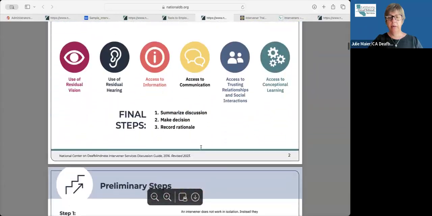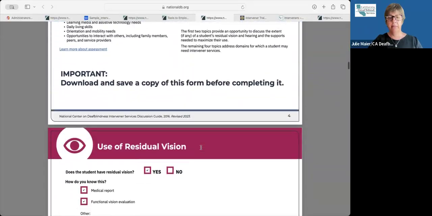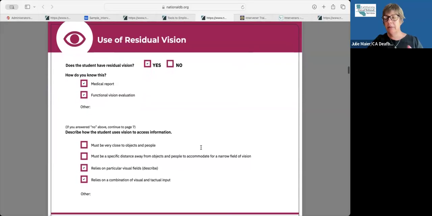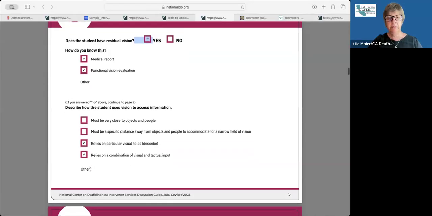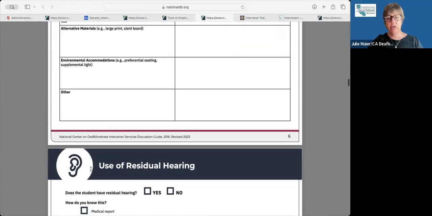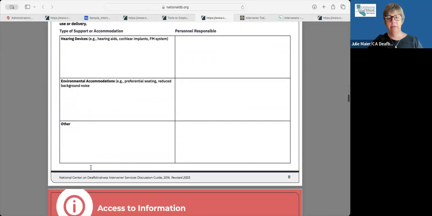So I'd like to show you that tool again. We're not going to go through all of it. We don't have time, but just to show you how simple it is to use, here is a page of it. When we're talking about residual vision, you can just check mark whether it's true or not true. I filled this one out just to give you an example. And then you answer some more questions about vision. You do the same for hearing.